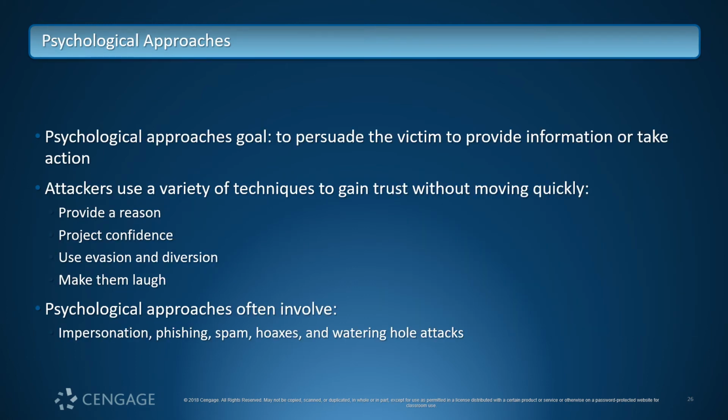The psychological approach towards social engineering is to gain information by persuading the victim to take action, either by means of verbal confirmation or denial of facts, or by actually doing something. Attackers use a variety of techniques to gain trust without moving quickly. Now, as I just said in the previous slide, most interactions are fast, but if you feel that there is a need to, you can parlay these out a little bit longer.